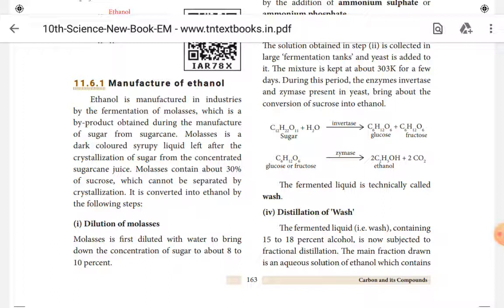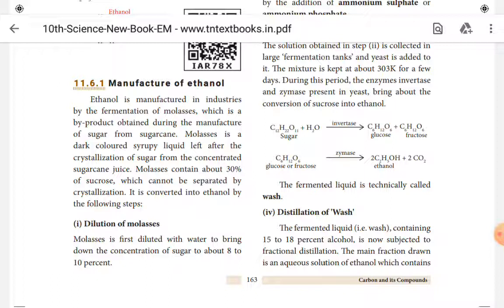First one, dilution of molasses. The molasses which contains 30% of sucrose is further diluted by the addition of excess of water. So molasses is first diluted with water to bring down the concentration of sugar to about 8 to 10%. So 30% of sugar content is reduced to 8 to 10% by the addition of excess of water.